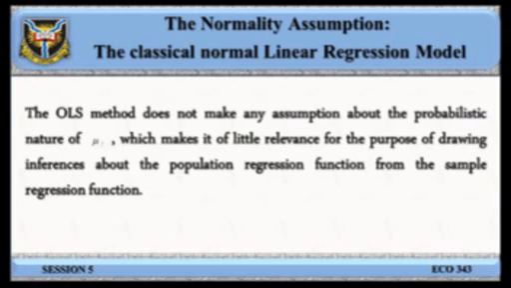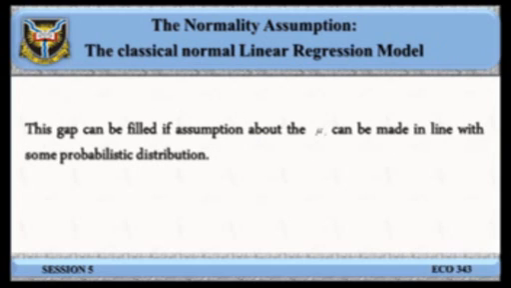The OLS method does not make any assumption about the probabilistic nature of mu i, which makes it of little relevance for the purpose of drawing inferences about the population regression function from the sample regression function. This gap can be filled if an assumption about the mu i can be made in line with some probabilistic distribution. Thus, it is usually assumed that the mu i follows the normal distribution.